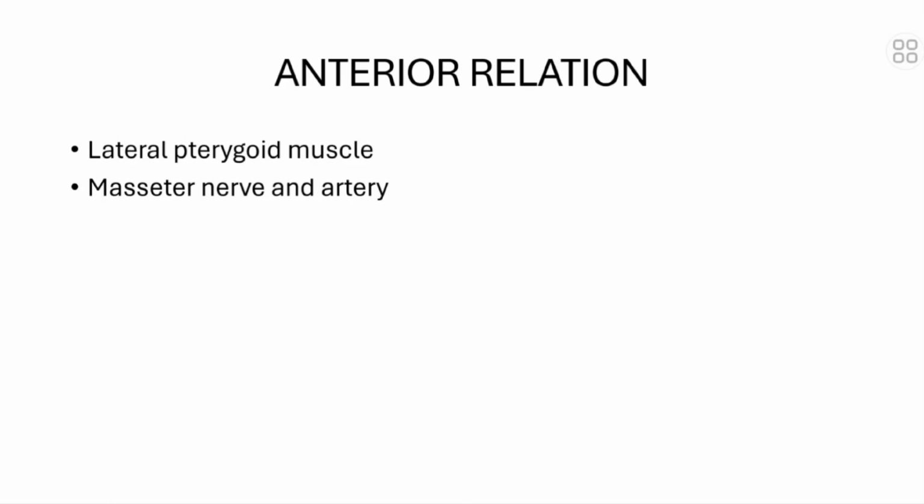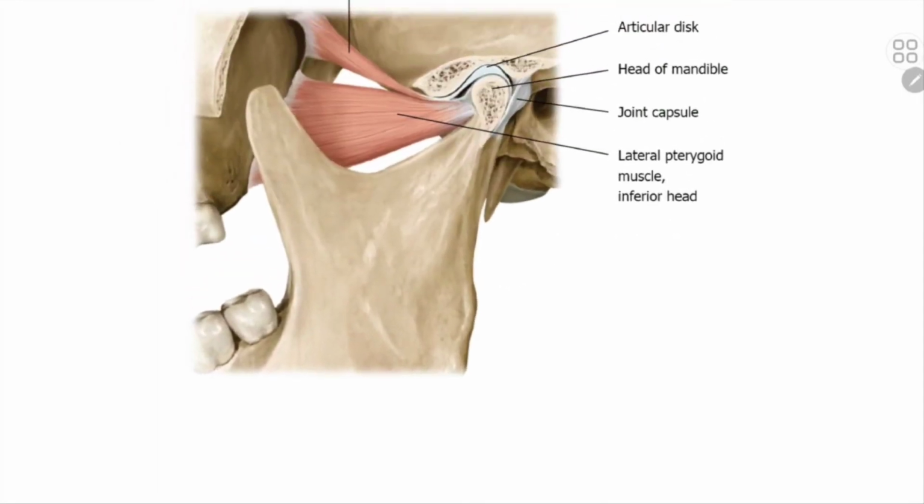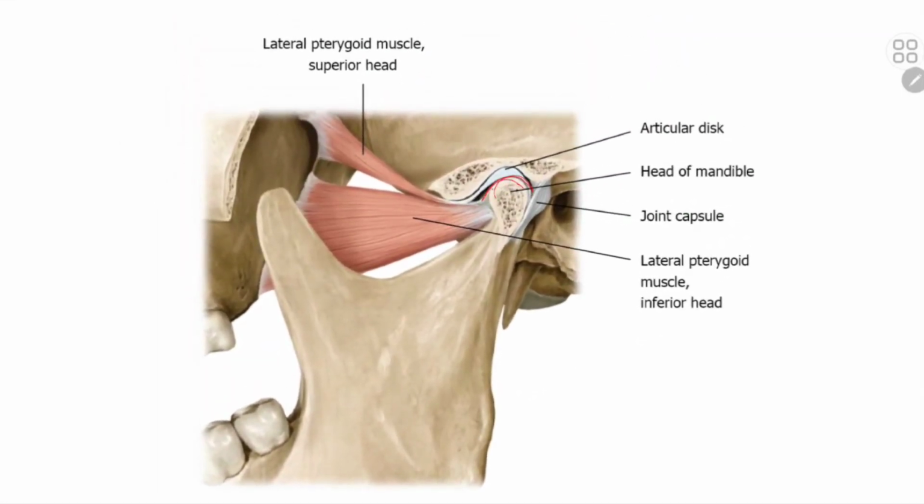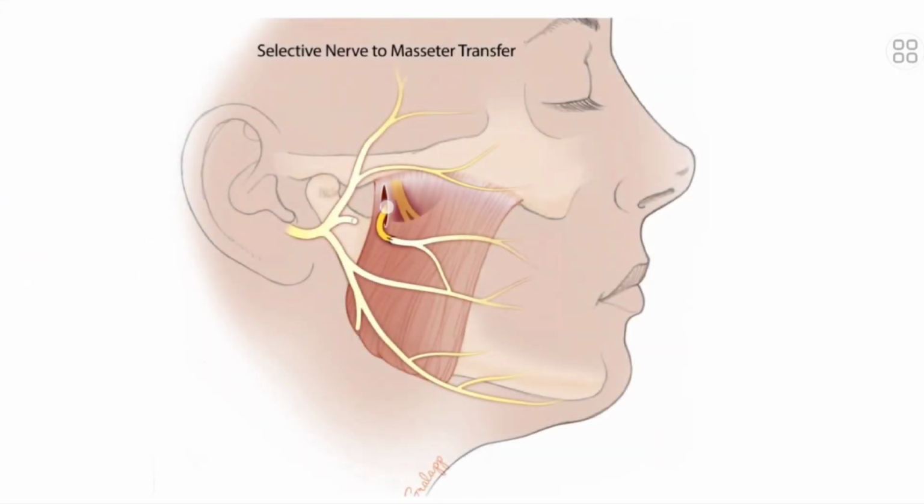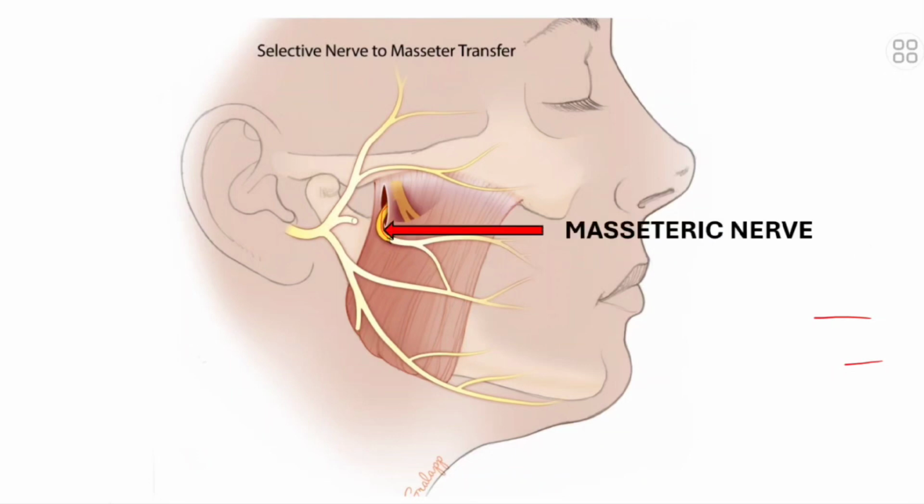Next is the anterior relation. The anterior relation is mainly formed by the lateral pterygoid and the masseteric nerve and artery. So this is the temporomandibular joint, and anterior to that we have the lateral pterygoid muscle, which forms the anterior boundary, and this is the masseteric nerve. This masseteric nerve comes out through the mandibular notch and supplies the masseter muscle, which forms the anterior relation. So the anterior relation is formed by the lateral pterygoid and the masseteric nerve and artery.